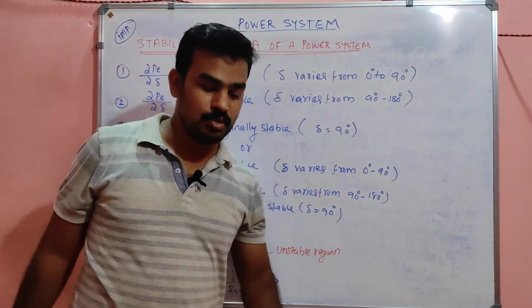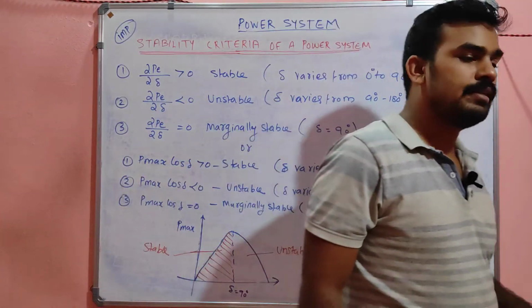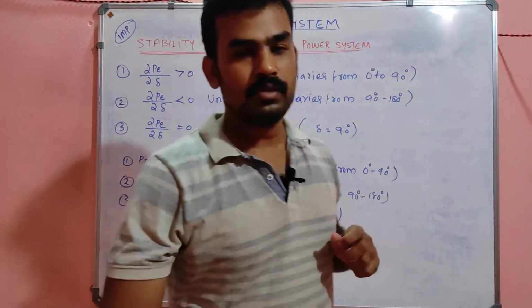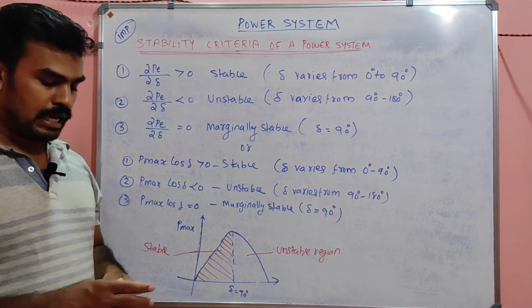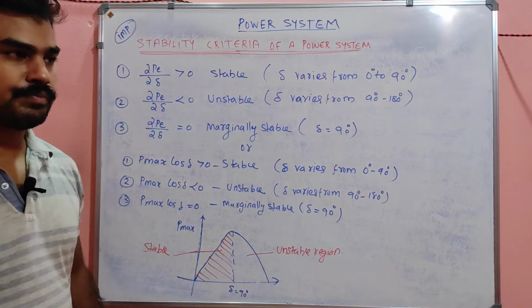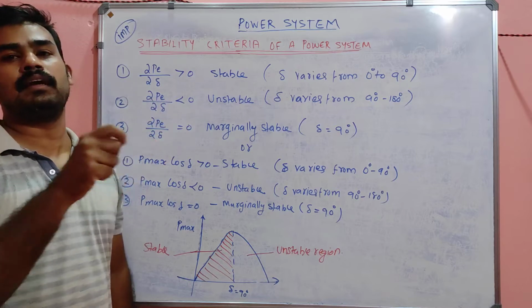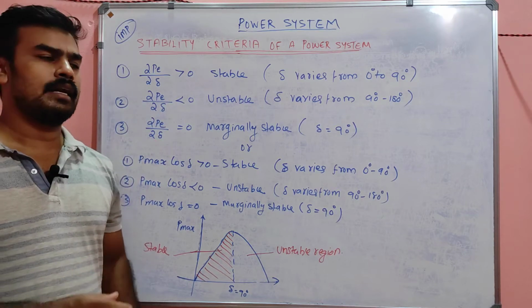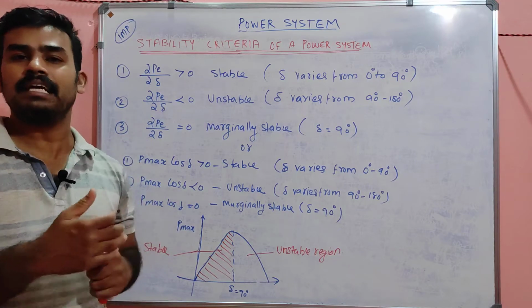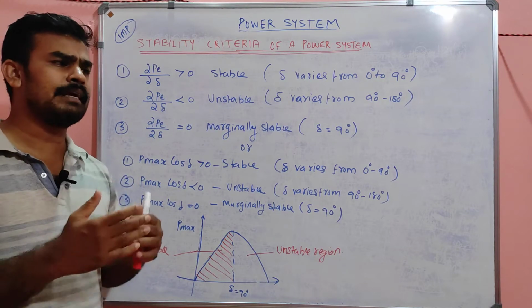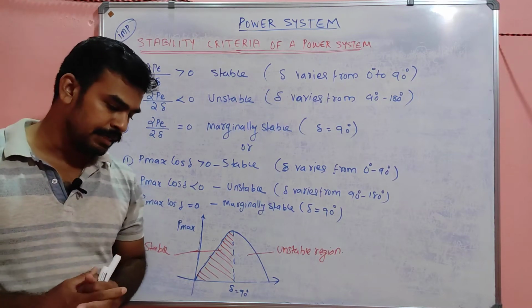Hello my dears. So in the last class we discussed the steady state stability, right? I will tell you once again, steady state stability is nothing but the stability analysis of a system when we give it a small disturbance, and after a few seconds or a fraction of a second the system will regain its stability. That type of stability is called the steady state stability.